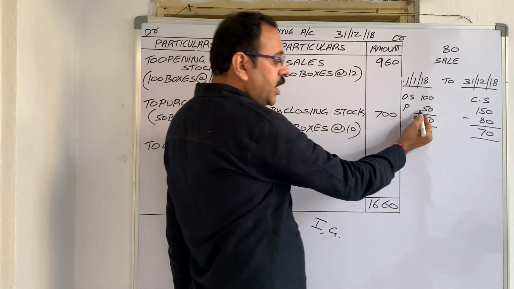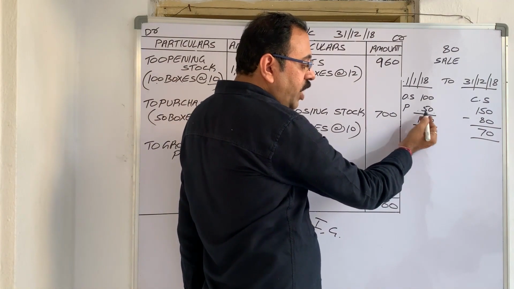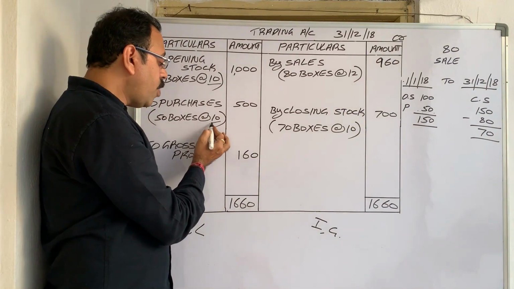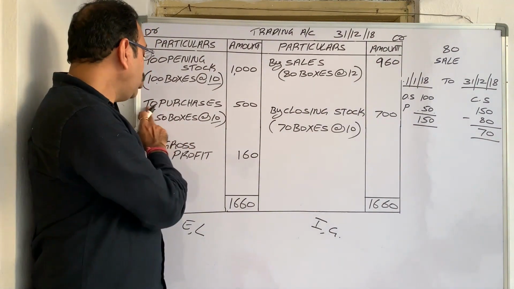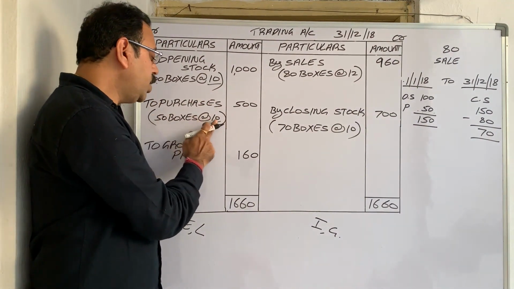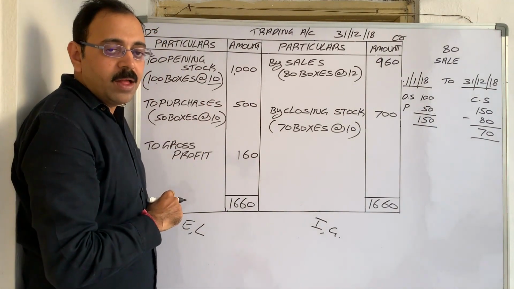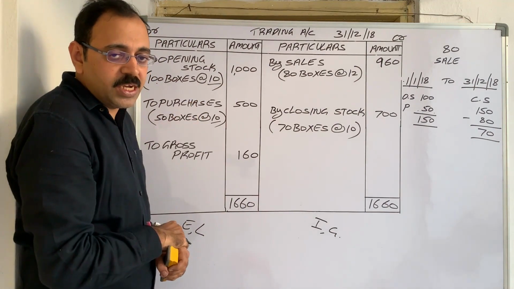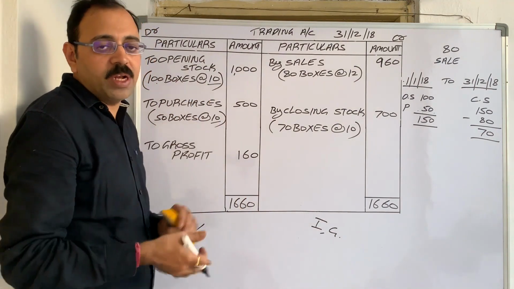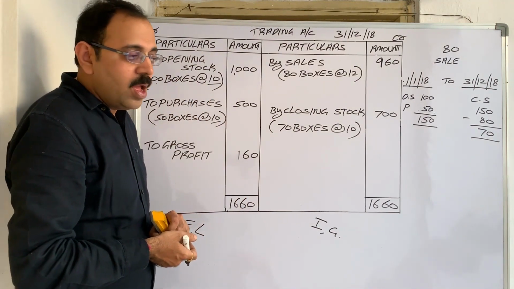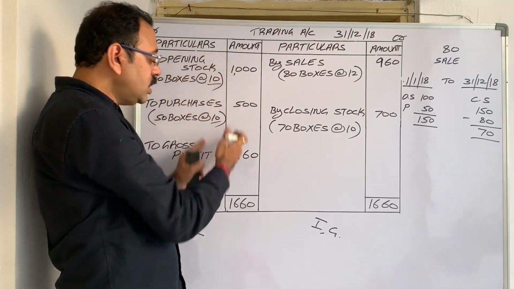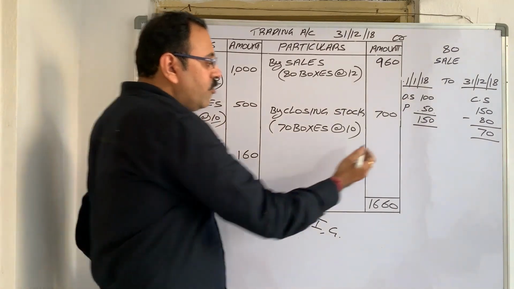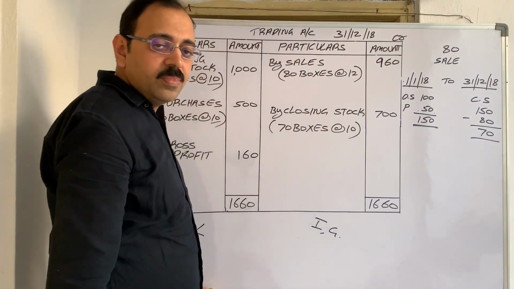And in the current year, they purchased 50 boxes. And the purchase price is 10 rupees per box. Then purchases are 50 into 10, 500. For our convenience, we are not taking direct expenses here. Assume there are no direct expenses in that particular year. And so how many boxes are there with us? 100 plus 50, 150 boxes.